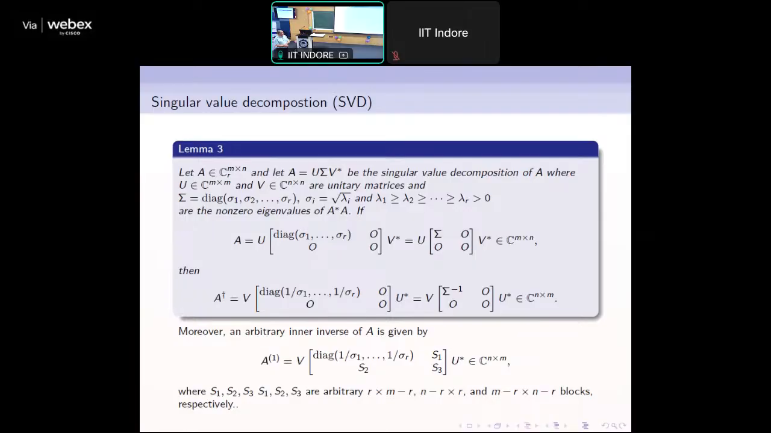What is the drawback of this approach? The drawback is the diagonal matrix with 1 by sigma 1 up to 1 by sigma r. If singular values are too small, then we will have division by 0, almost division by 0.